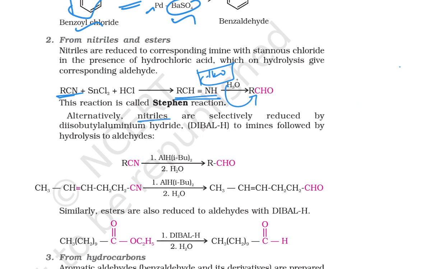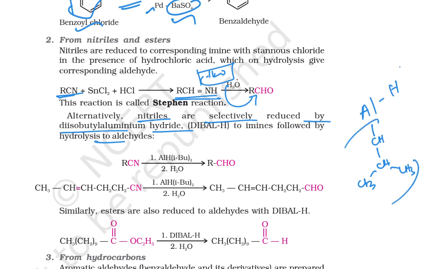So next we are taking nitriles selectively reduced by diisobutyl aluminum hydride. What is diisobutyl aluminum hydride? Aluminum bonded with hydride and diisobutyl. So this is your isobutyl. How many times? This is diisobutyl, so two times isobutyl. This is DIBAL-H.